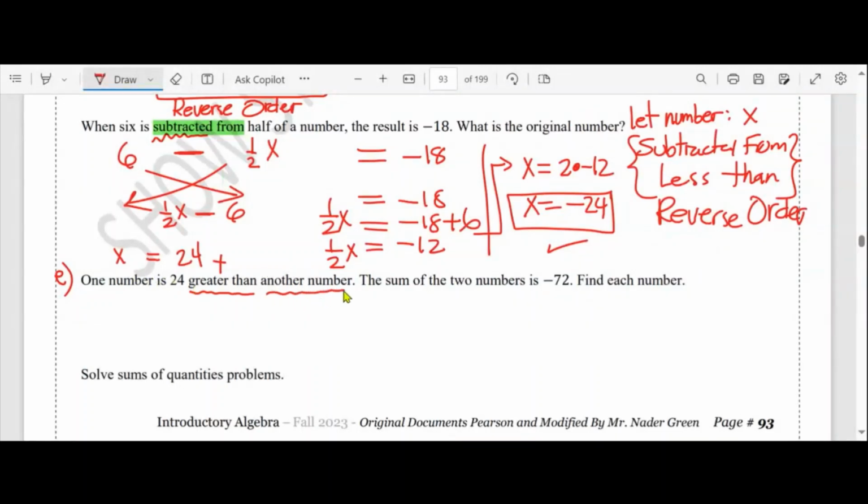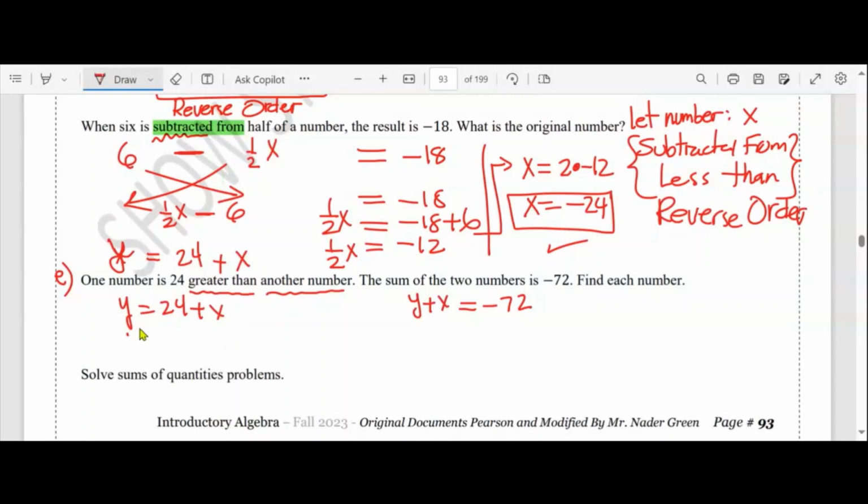Y. So y equals 24 plus x. Why? Because if you read it, you cannot set x as the big one, because x means the small one. So y equals 24 plus x. The sum of the two numbers, y and x, is equal to how much? Negative 72. Okay, so let me rewrite this: y equals 24 plus x.